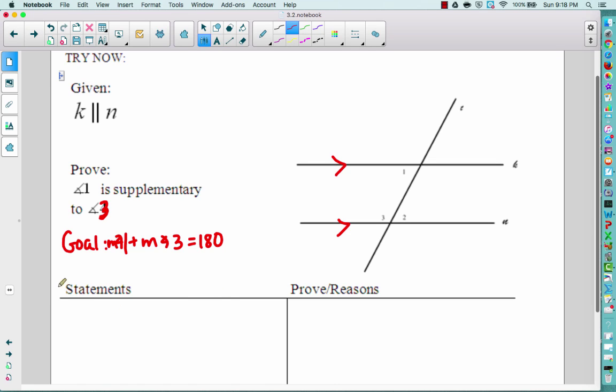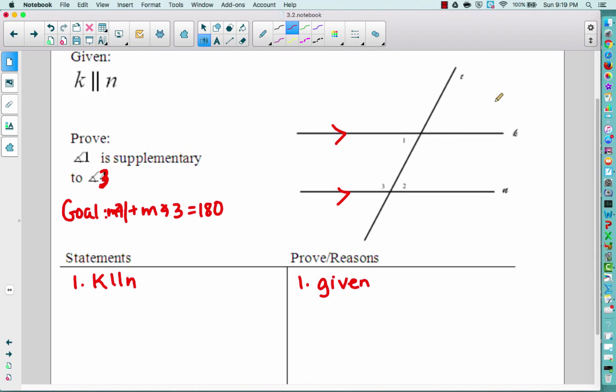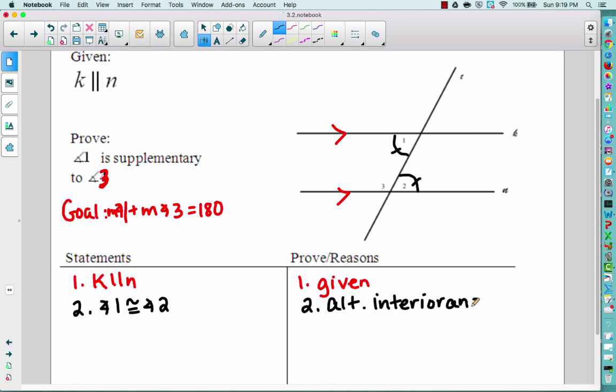Okay, so I start with what I know. And I know that K is parallel to N. So that's my given. Let me give myself a little bit more room here. All right, so I've got my given. And from the last theorem we just learned, I know that angle 1 is congruent to angle 2. So I'm going to get that based on that given. Angle 1 is congruent to angle 2. And that's the alternate interior angle theorem.